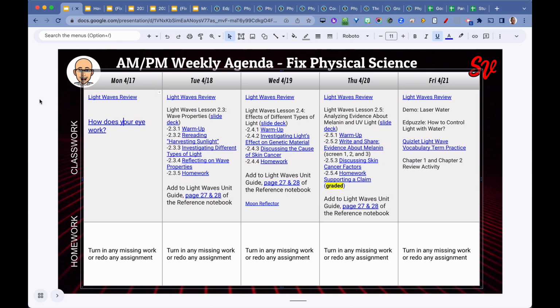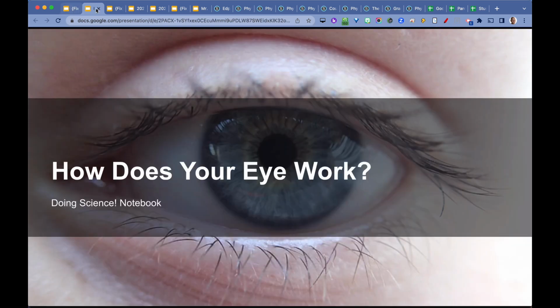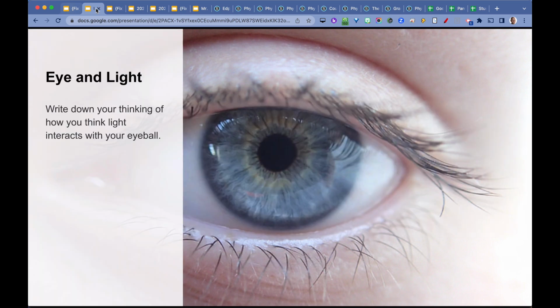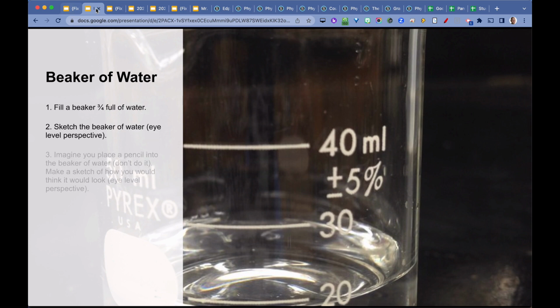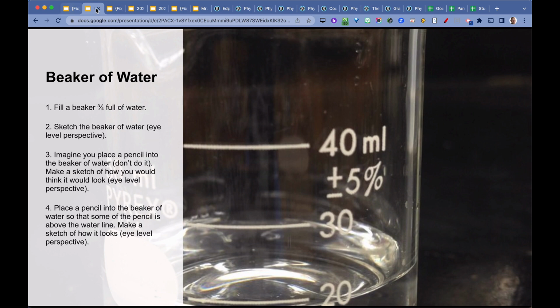Alright, so on Monday we did How Does Your Eye Work? As an activity, they had to write down their thinking of how they think light interacts with their eyeball. Then we put a pencil in a beaker of water, and what we found out is that above the water line the pencil doesn't really follow what's below the water line. It looks like the pencil is split into two halves, a top half and a bottom half.